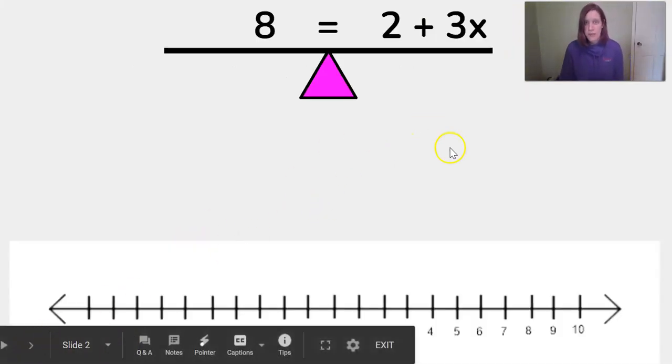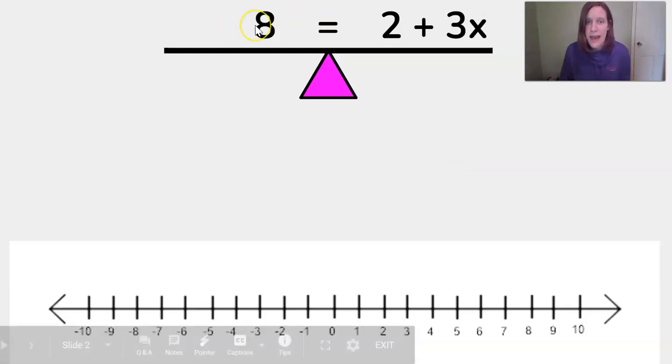So just like last week, we're going to think of our equation as a balance. The two sides have to be equal. They have to have the same value. So when we're solving for a variable, what we're really trying to figure out is what does x have to be in order to make this equation work, in order to make this side equal 8 the way this side does.